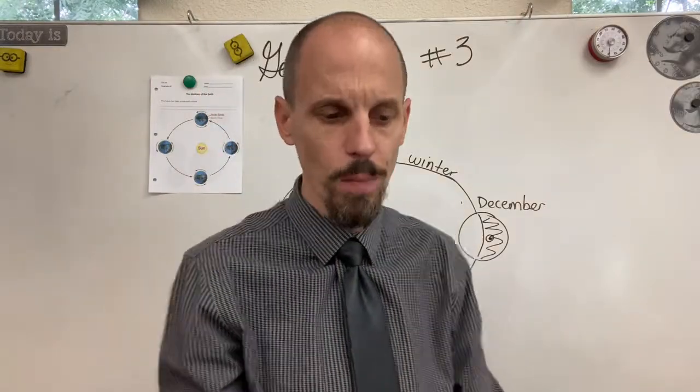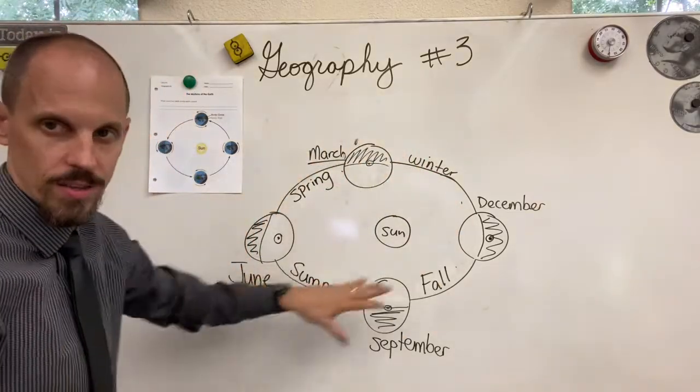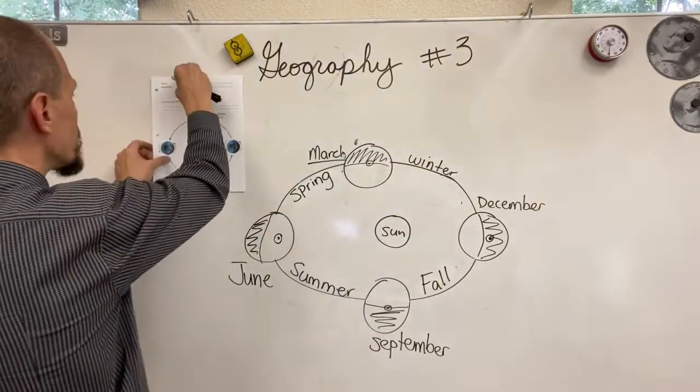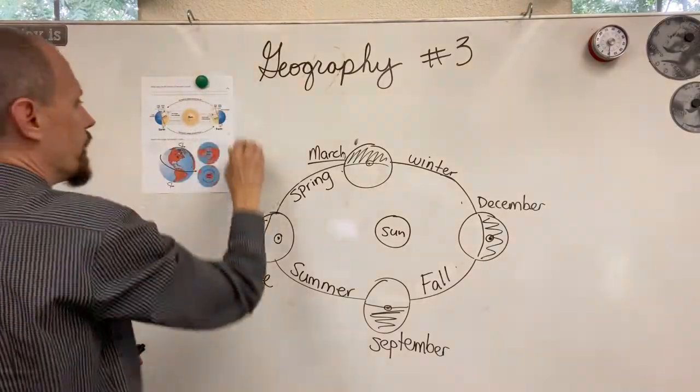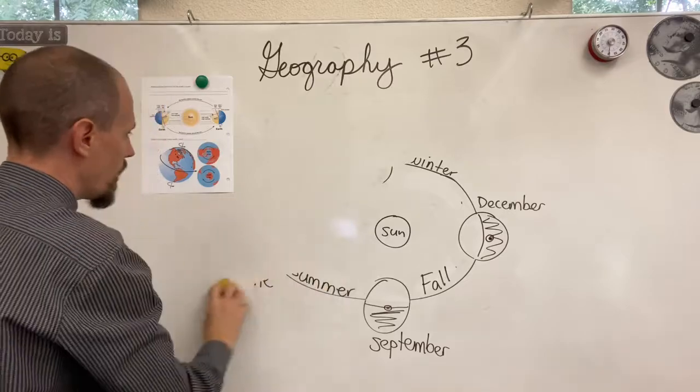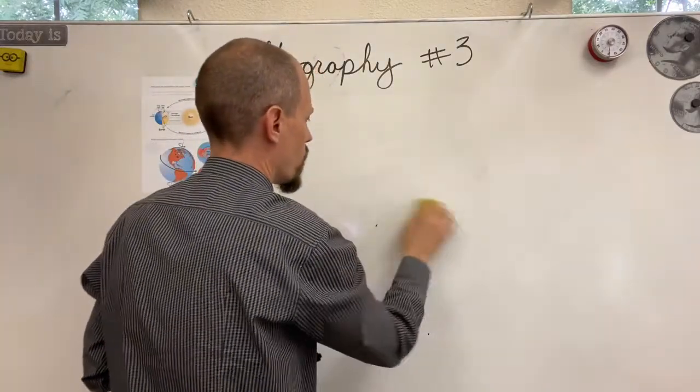All right, let's turn our papers over to the back. So this is the orbit of the earth, okay, around the sun. That's the first motion. What's the second motion? Turn your papers over. It's the rotation. What is the rotation? That means how the earth is spinning. What does the rotation of the earth cause us to have?